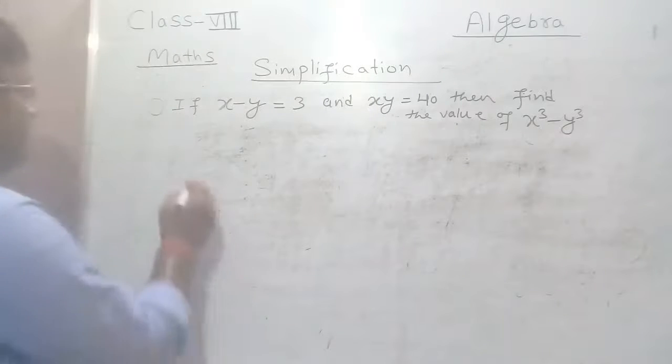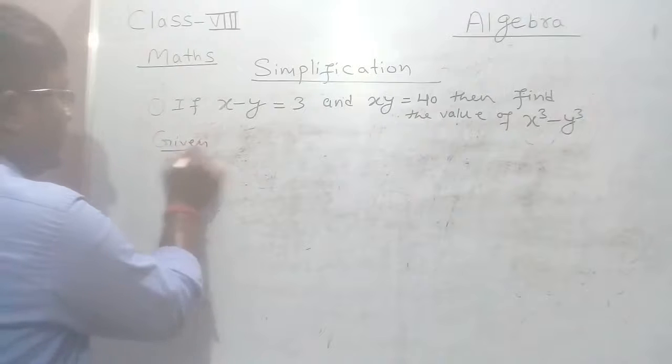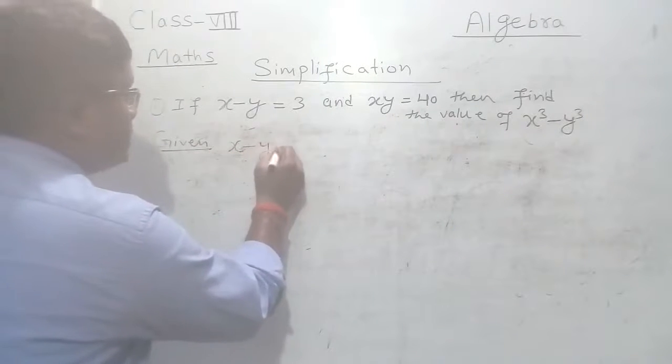So again, what is given to us? The given thing we have to write first, that is x minus y is equal to 3.